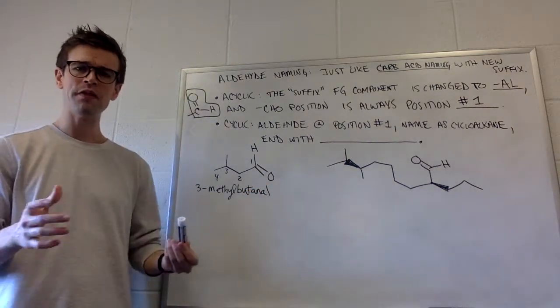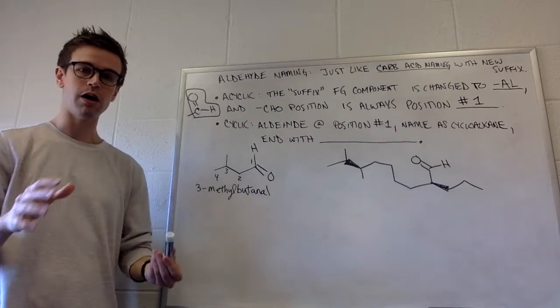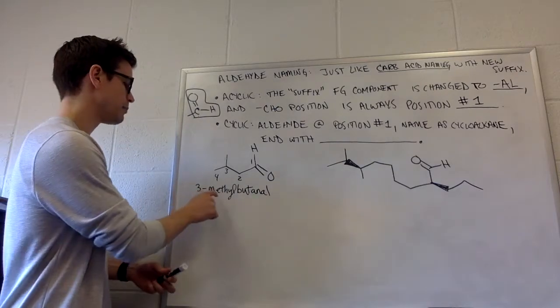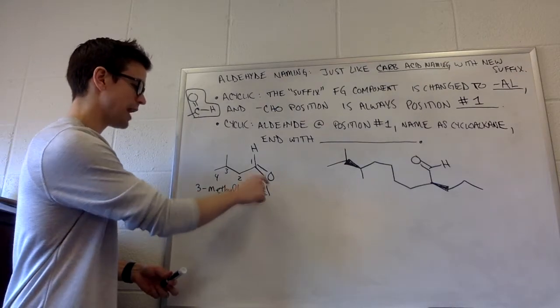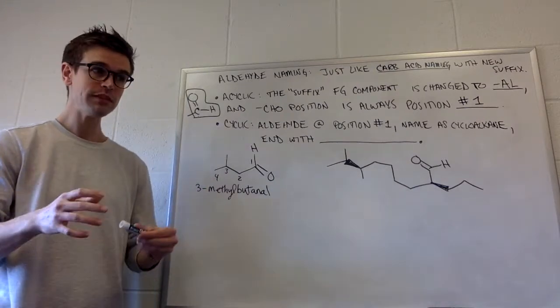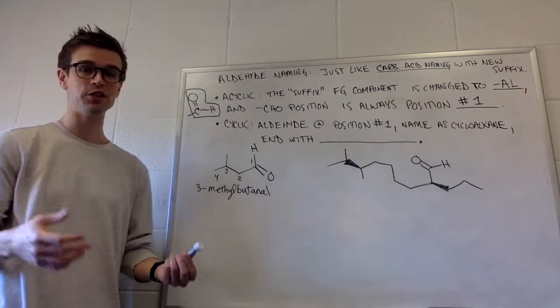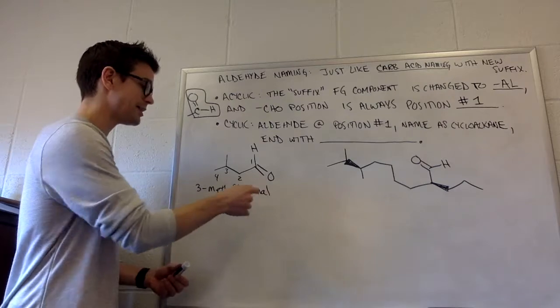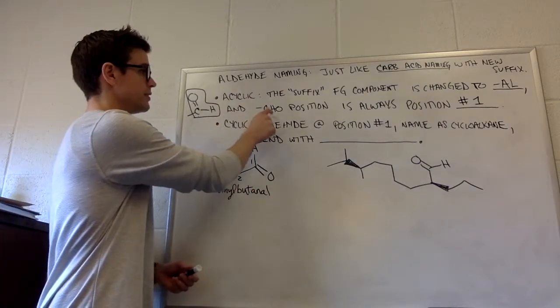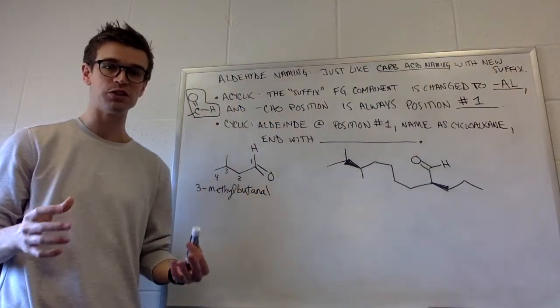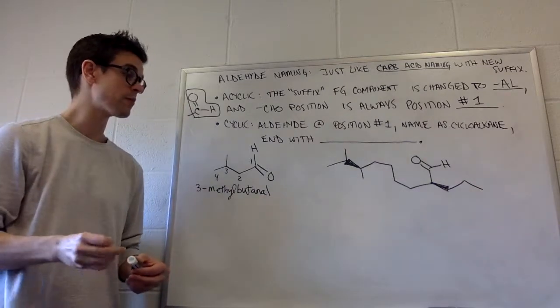3-methylbutanal. One thing that many of you probably did when you paused to try it yourself is you may have said 3-methylbutan-1-al. There's no need to waste your pen to write -1-al, because the CHO position is always position 1, so we didn't need to do that.